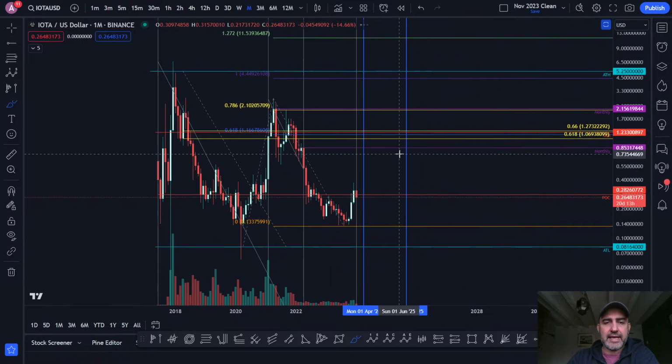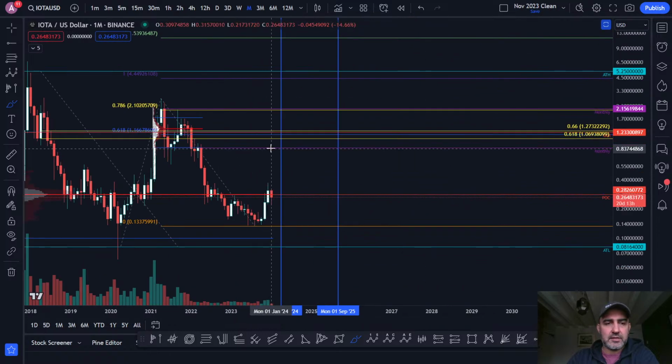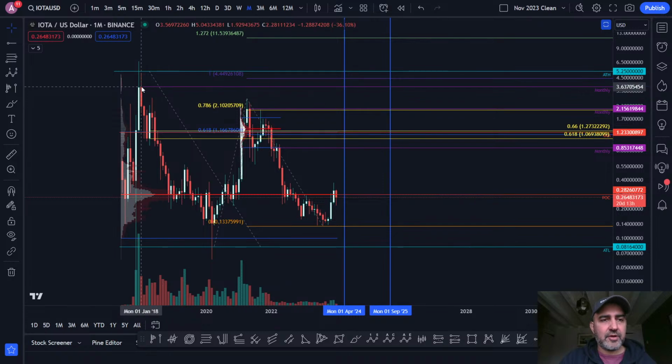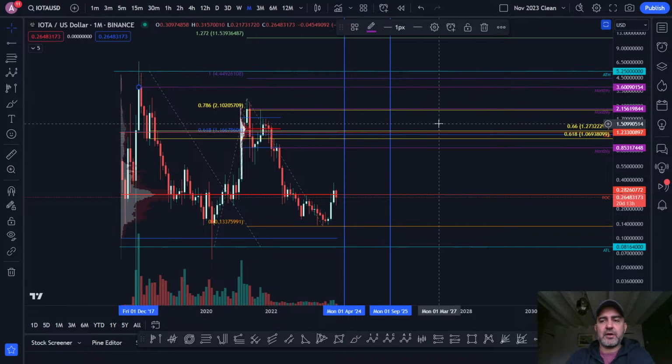So you might get, yeah, and you got a monthly level there, and then there's a higher monthly level up there. It's a bit higher up, so it doesn't matter. That's untapped as well.